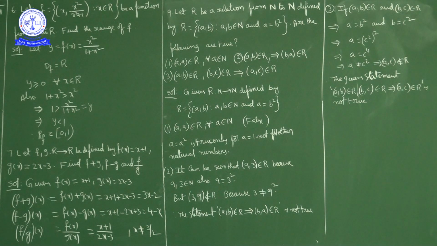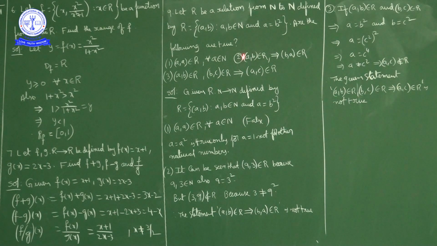Okay. Second one. What is the second statement? (a, b) belongs to R implies that (b, a) belongs to R. Suppose (a, b) is an ordered pair in the relation, then its reverse, (b, a), also belongs to R. We have to check whether that given statement is true or false.